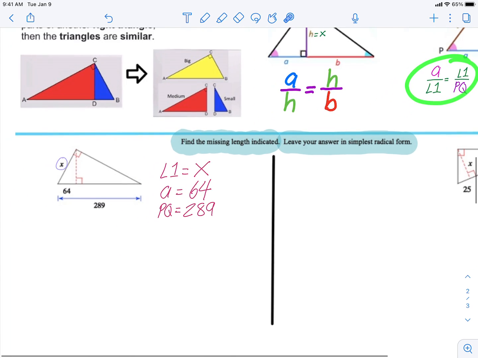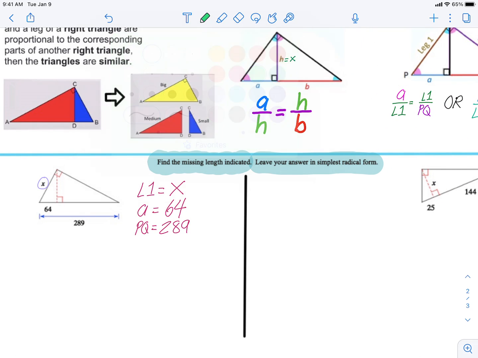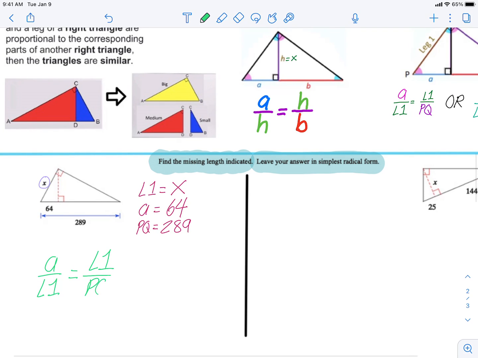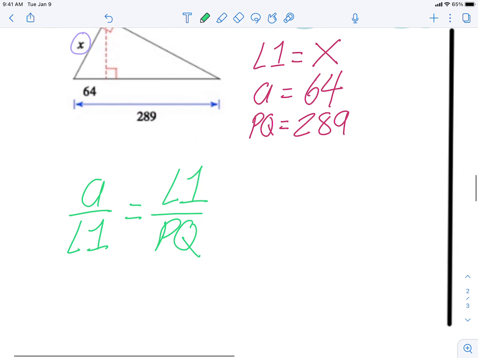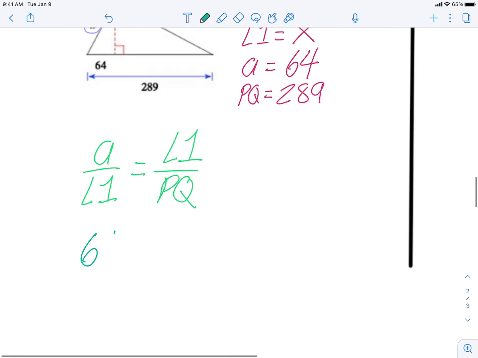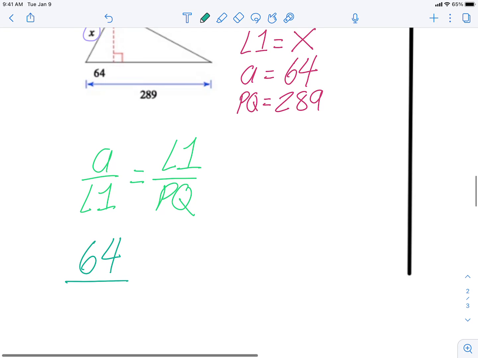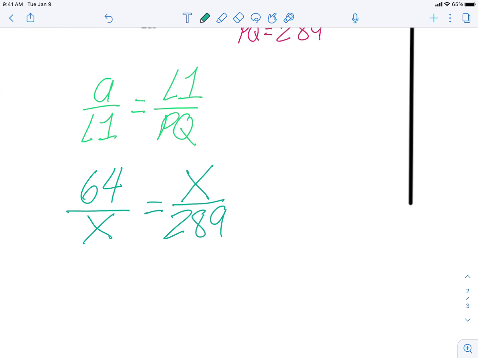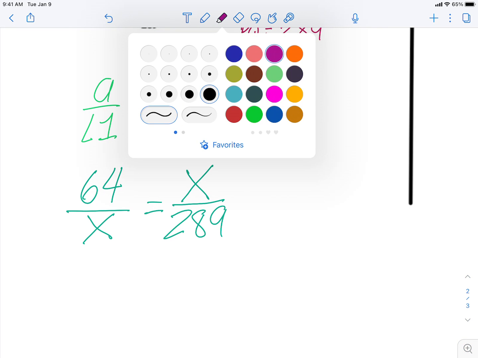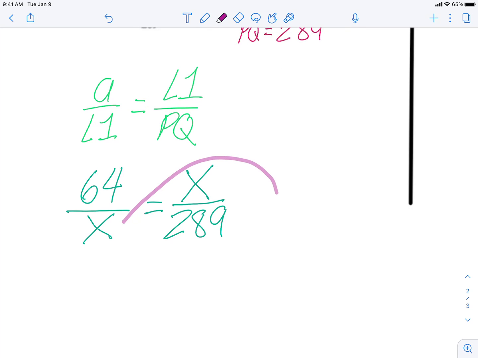So let me zoom out a little bit here, and let me say A over L1 is equal to L1 over PQ. Now all I have to do, kiddos, is plug in what we have. A is equal to 64, so it's going to be 64 over X equals X over 289. And now we are going to butterfly multiply, or cross multiply, like some people call it.